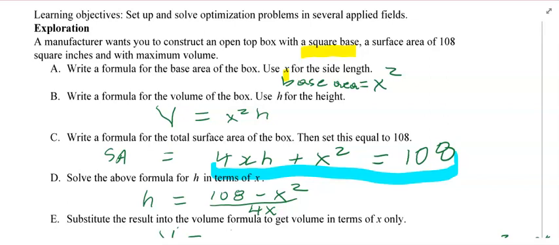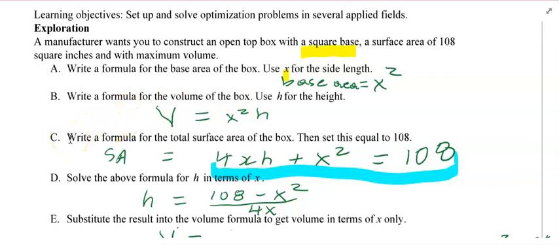B. Write a formula for the volume of the box. Use h for the height. Answer: V is equal to x squared times h. Recall the volume of a box is length times width times height, or base area times height, where your base area was x squared and your variable for the height is h, so V will be equal to x squared times h.